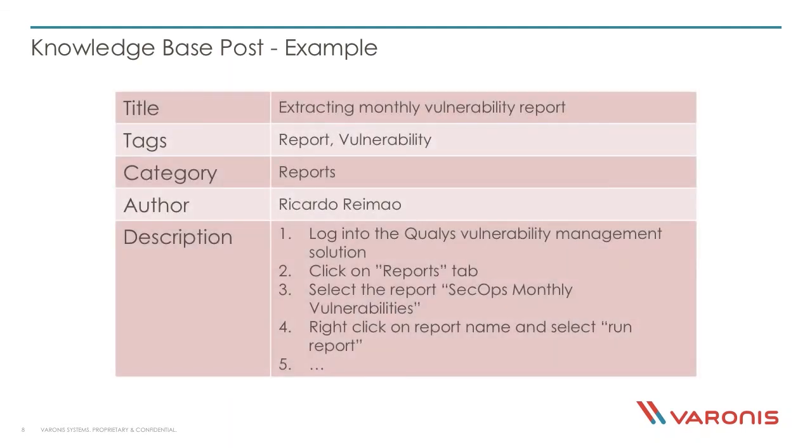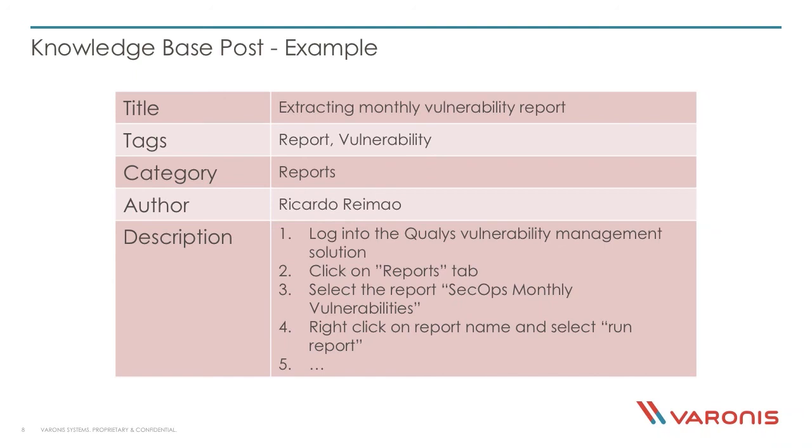The general idea is keeping it as simple as possible, but including all the necessary information to perform the task. For example, this post is about how to extract the monthly vulnerability report. You can put some tags, such as report and vulnerability, to make it easy to find the post. Also, most of the knowledge base solutions let you put a category, and they also store the name of who created the post. In the description, you should put a very technical and detailed step-by-step of what should be done. If it is possible, also add screenshots.